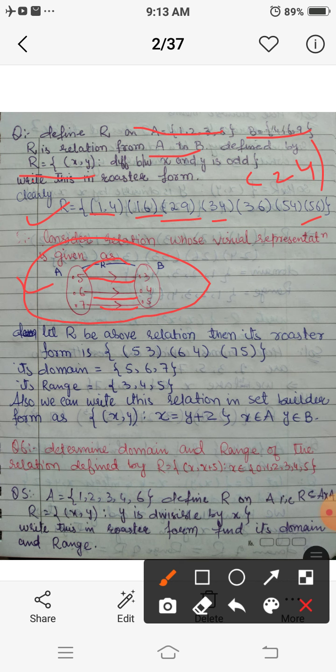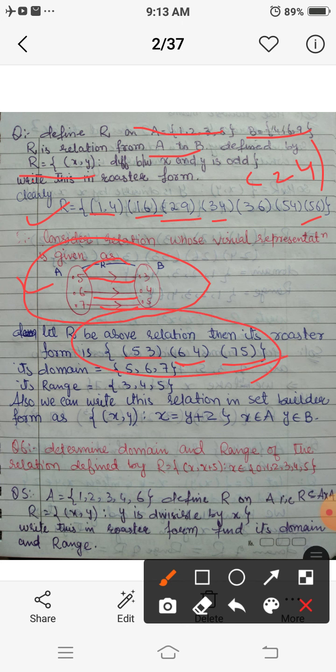Roster form means where we enlist the numbers. We have the ordered pair (5, 3) because 5 is related with 3, 6 is related with 4, so it contains the ordered pair (6, 4), and 7 is related with 5, so it contains the ordered pair (7, 5). So it has only 3 connections between the elements of A and elements of B, so this means that it contains only 3 elements. Hence we enlist all of them. So this is the required roster form of the given relation.